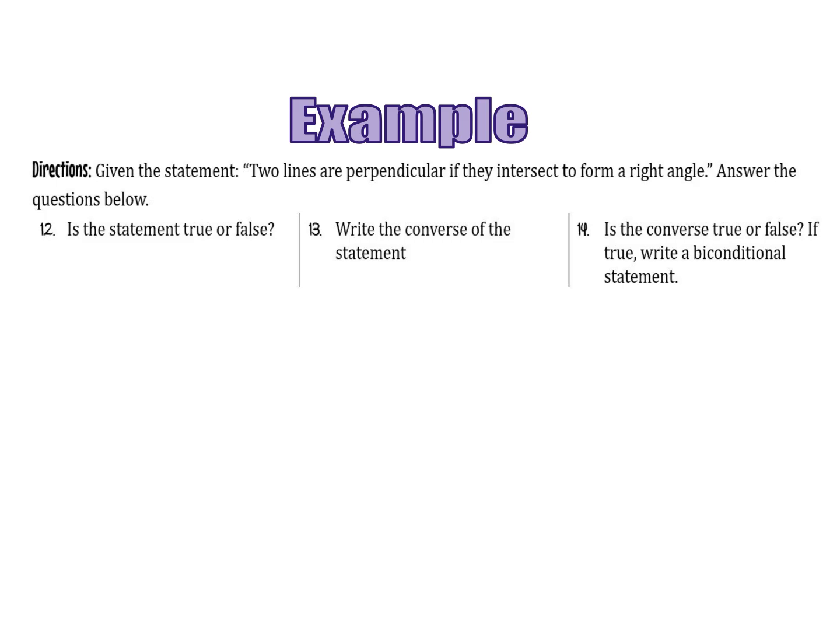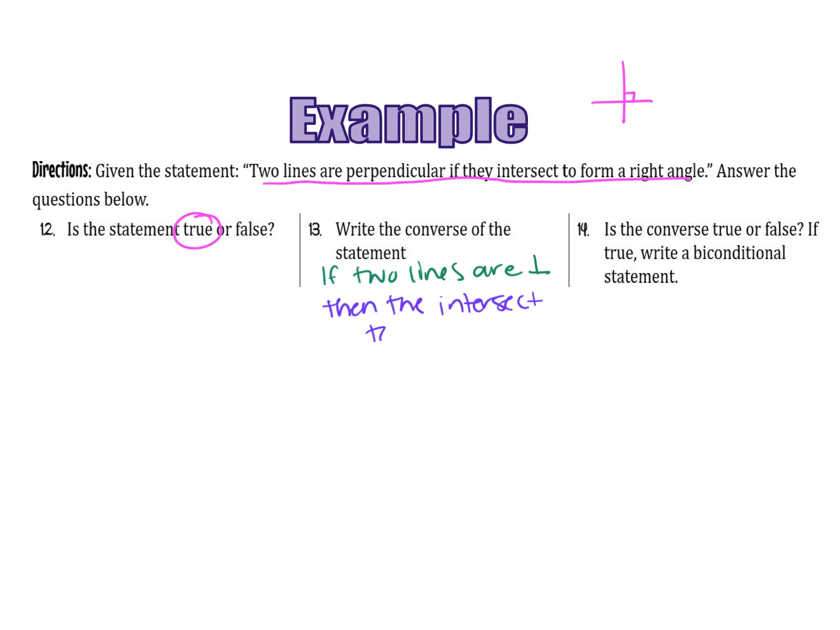All right, hopefully you've had time to work through these 3 problems. The statement says 2 lines are perpendicular if they intersect to form a right angle. So 2 perpendicular lines do intersect to form a right angle. So this statement is true. The converse of this statement, so this says if they intersect to form a right angle, then they are perpendicular. So the converse would be switching the hypothesis and conclusion, which would mean if 2 lines are perpendicular, that's the symbol for perpendicular, then they intersect to form a right angle.